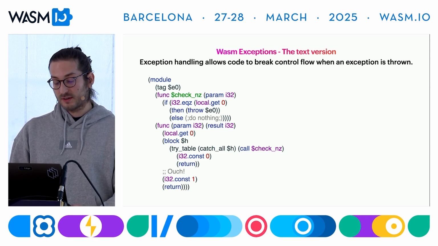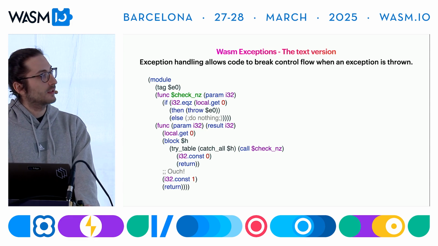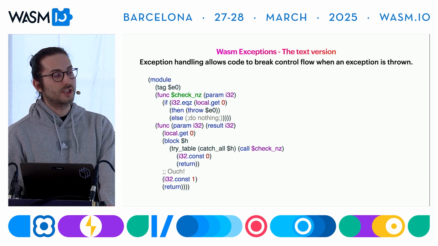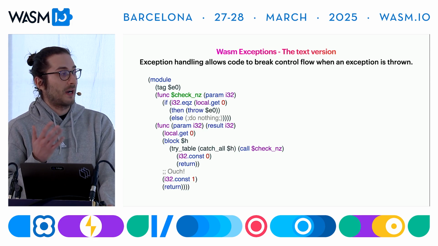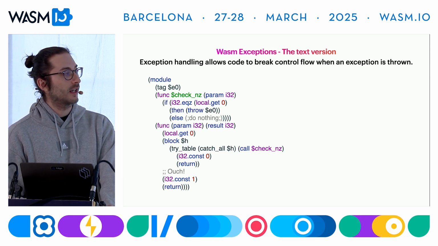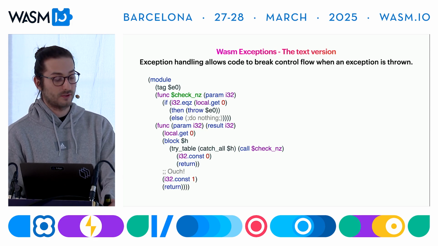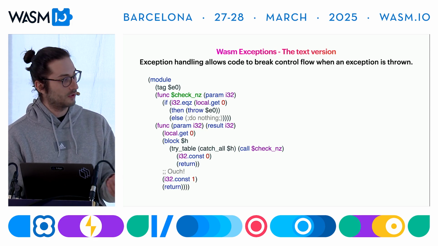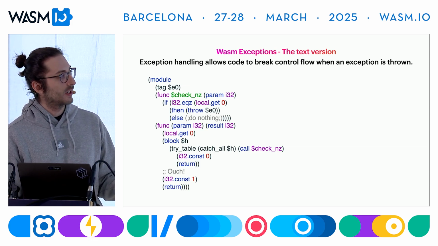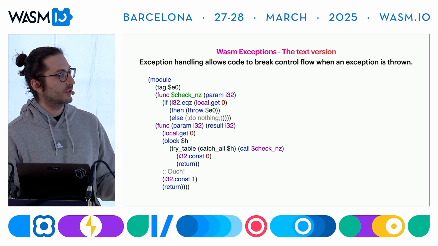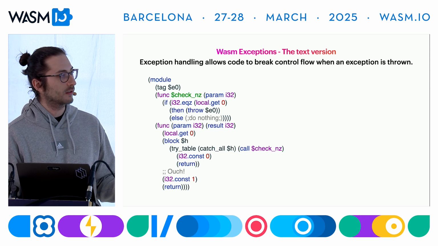When we get into the block, we see the try table, and catch all is pretty much a statement that says whatever exception you might see being thrown, you catch it, and you return to execution after the block. So if we catch an exception, execution will start back, let's see if the pointer works, yeah, here, after this block. It will basically return 1 if we catch an exception, return 0 if no exception is caught.